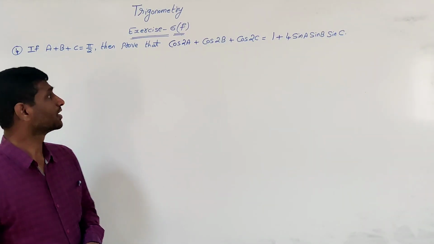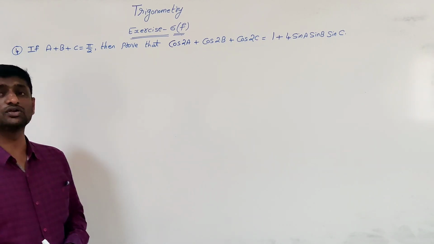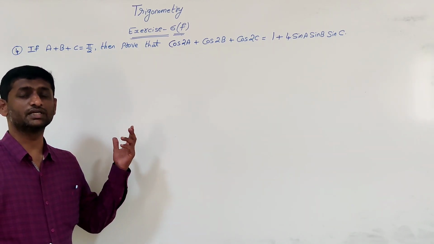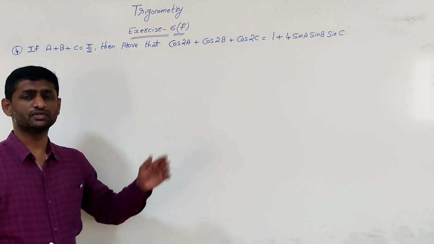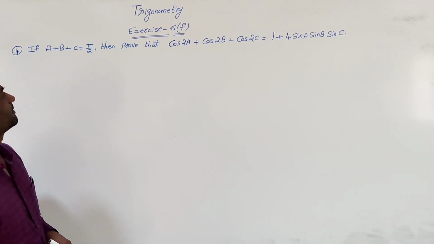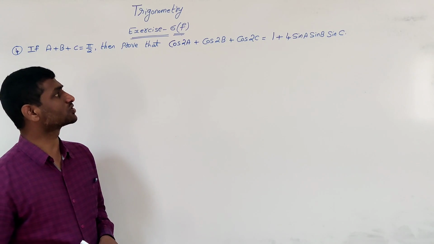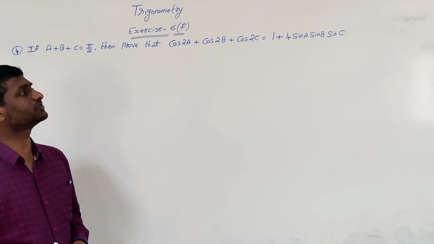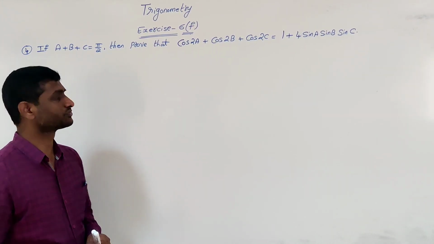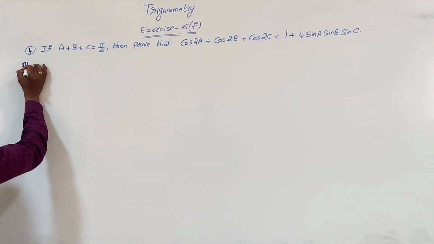Next problem is if A plus B plus C is equal to pi by 2, means here the condition is different from the previous problems. A plus B plus C is equal to pi by 2, then prove that cos 2A plus cos 2B plus cos 2C is equal to 1 plus 4 sin A sin B sin C. So we will see the proof.